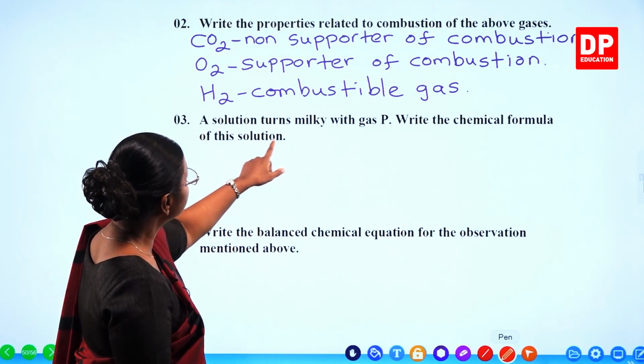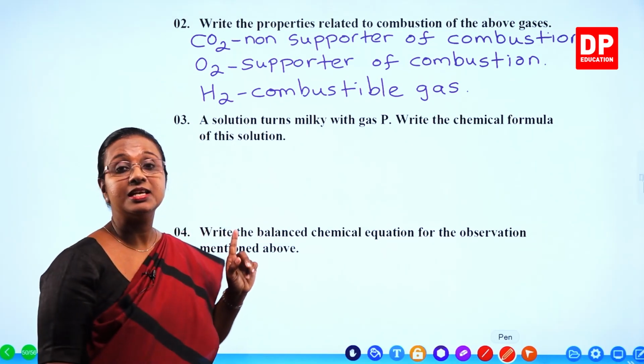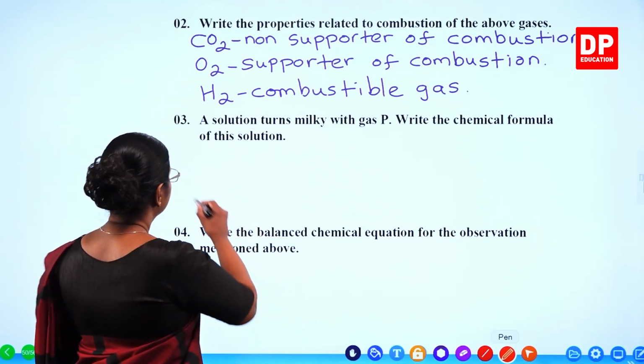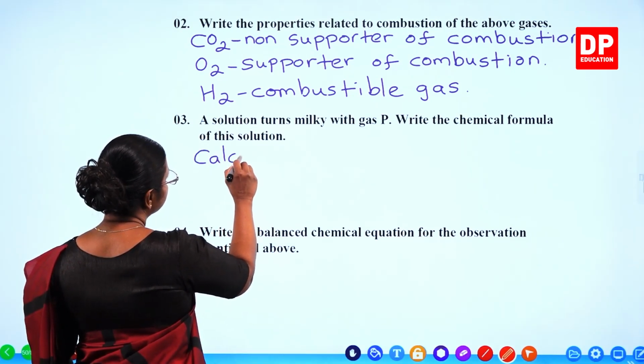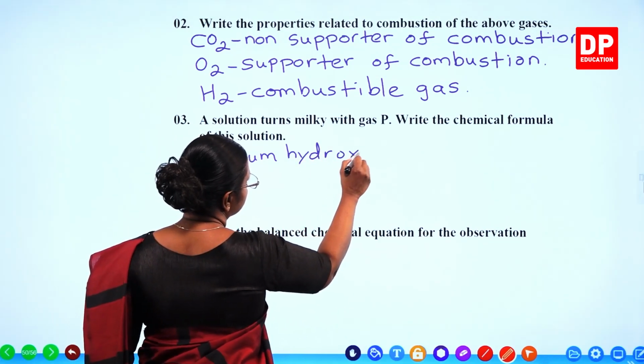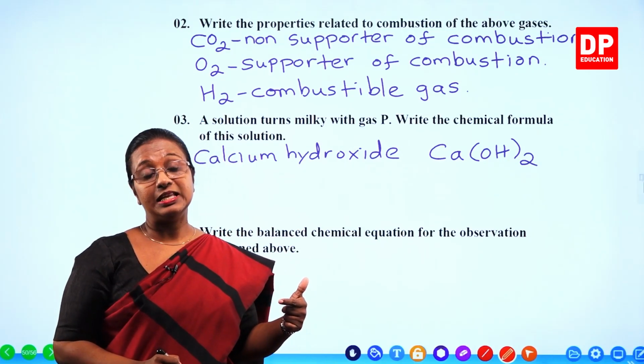So a solution turns milky with gas P. Write the chemical formula of this solution. So the solution is calcium hydroxide. We also call it slaked lime, and the chemical formula is Ca(OH)2. So they have asked the chemical formula of this solution. Why does it become milky in color?